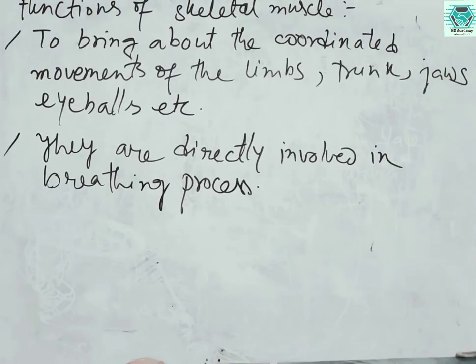Now in the functions of skeletal muscle, basically they bring about the coordinated movements of the limbs, trunk, jaws, eyeballs, etc. And the skeletal muscles are directly involved in the breathing process. Not only that, the skeletal muscle have a lot of important activities in our body. They help us to run, to walk, to talk, to move, and their movements are under our control. So that's why they are known as voluntary muscle.